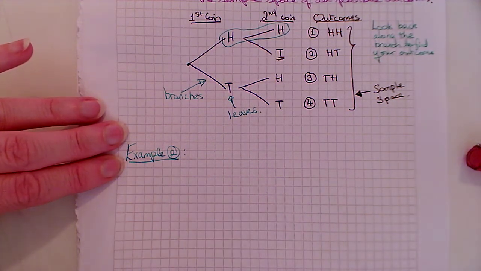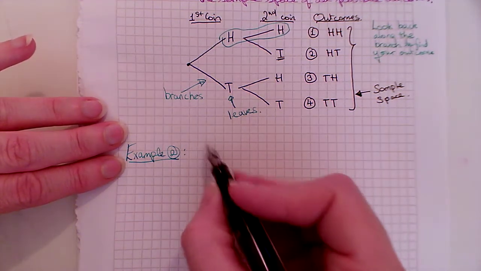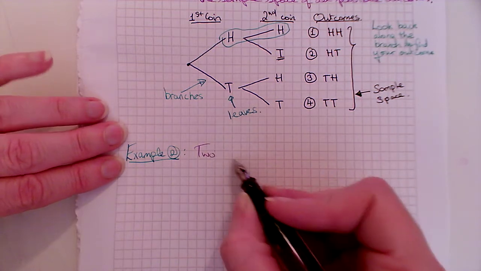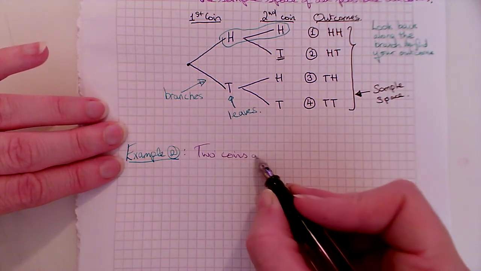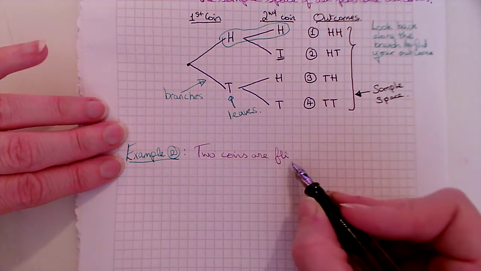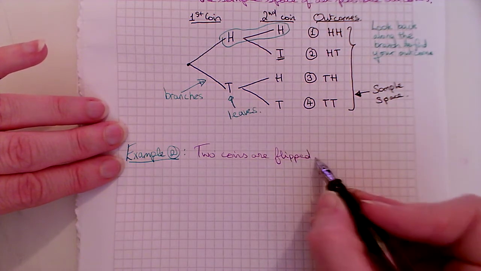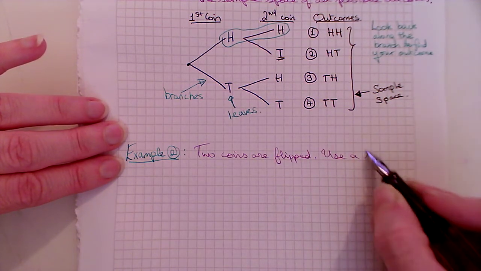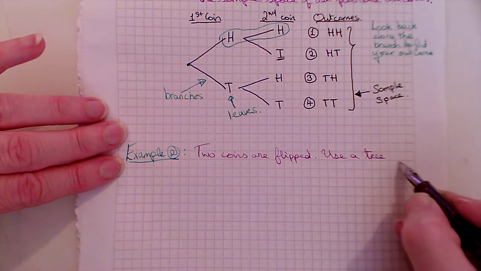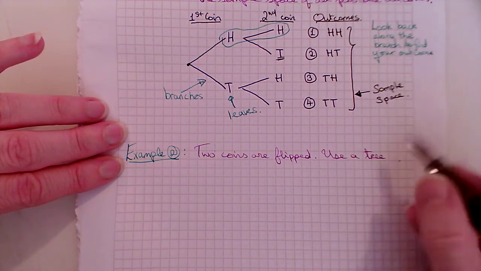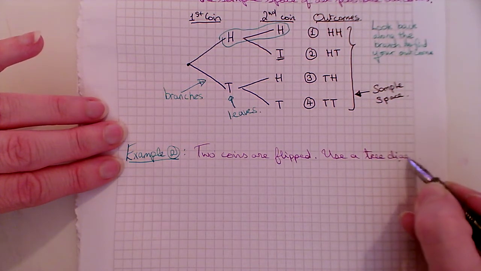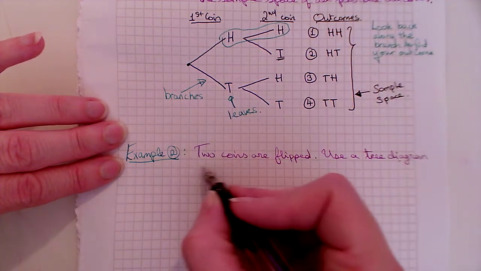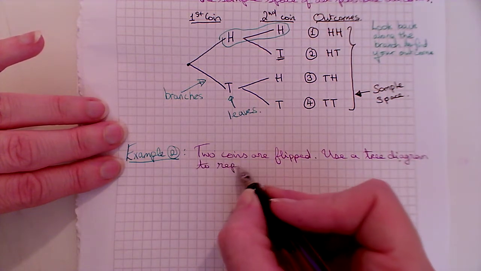So for a second example, 3 coins are flipped. And we want to use a tree diagram to represent the sample space.